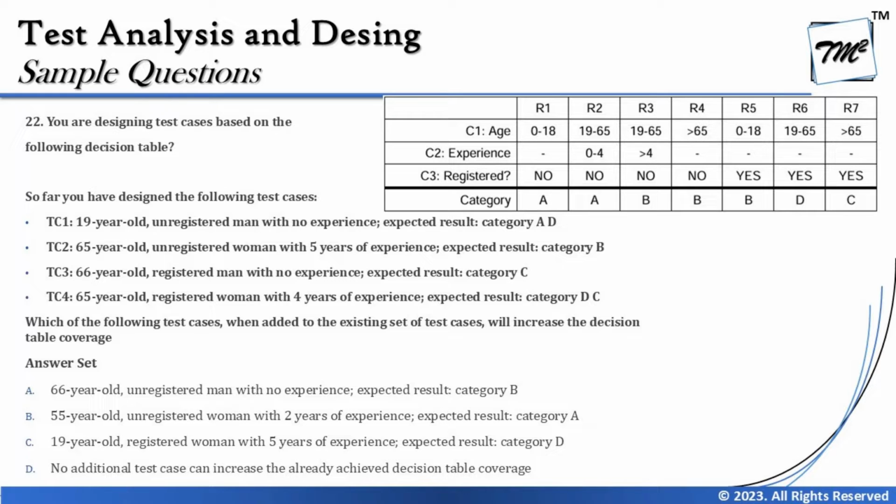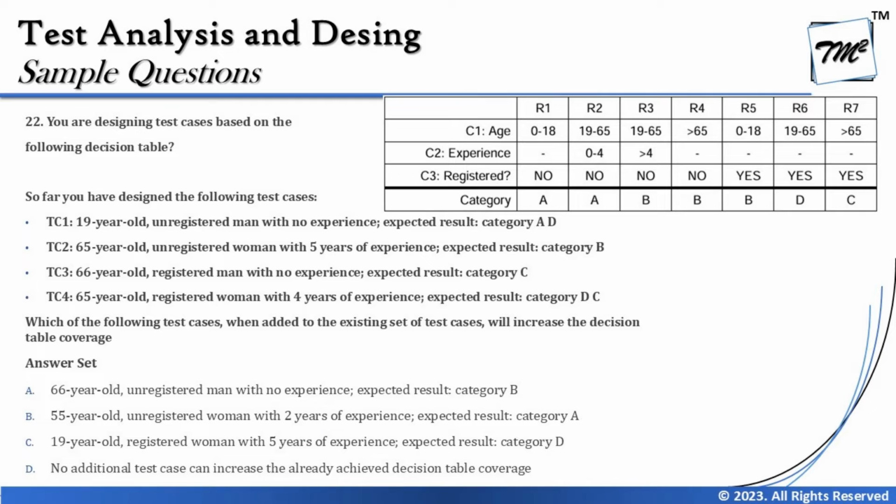So one way, so far, by reading the question itself, I have solved part of the question: R2, R3, R7 and R6 are already covered. Now the question says, which of the following test cases, when added to the existing set of test cases, will increase the decision table coverage? All we mean to say here, or we understand from this question, is there are 7 combinations possible, that is R1 to R7, and 4 of them we have already covered.